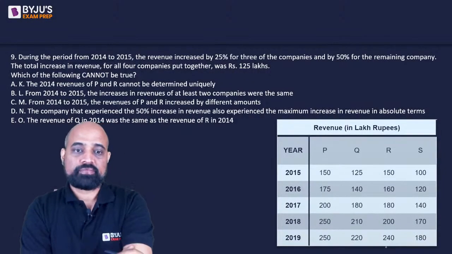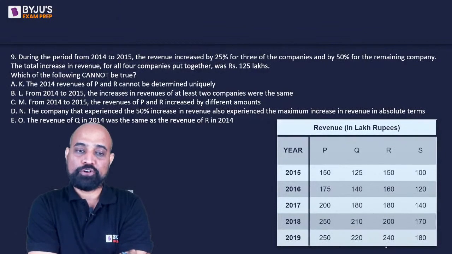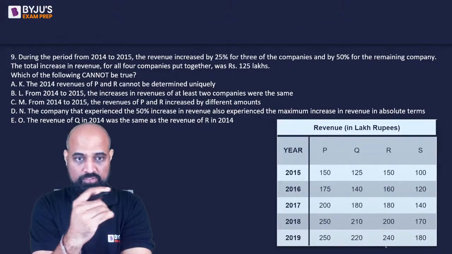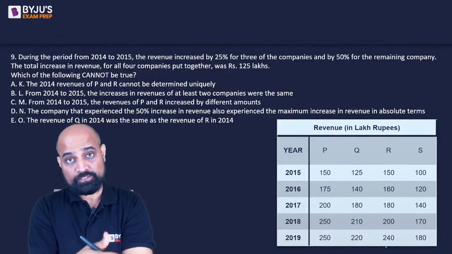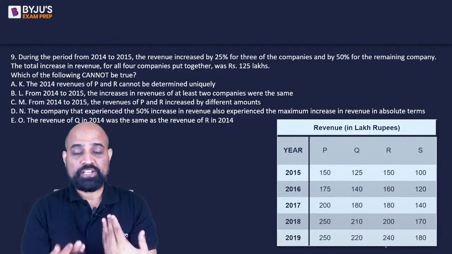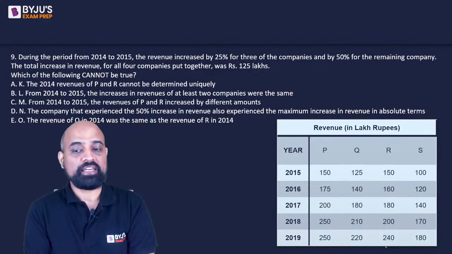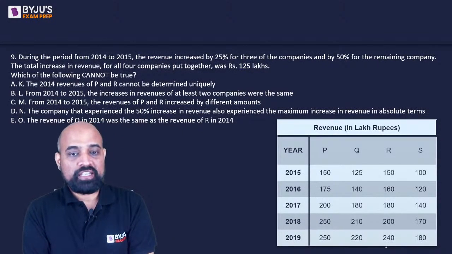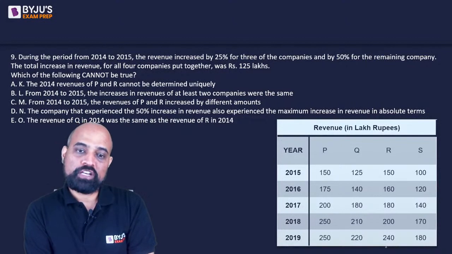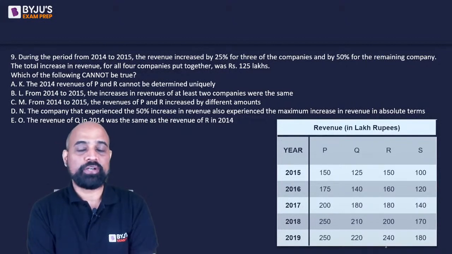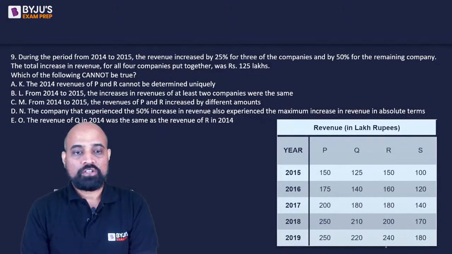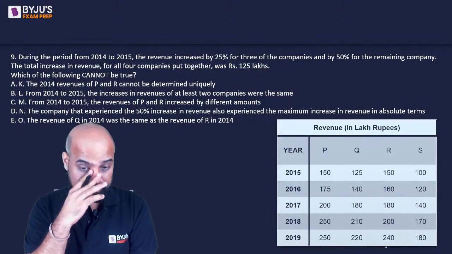Next one. During the period from 2014 to 2015, okay, the year that is not given and the first year 2015. The revenue increased by 25% for 3 of the companies and 50% for the remaining company. The total increase in revenue for all 4 companies put together was rupees 125 lakhs. So which of the following cannot be true?